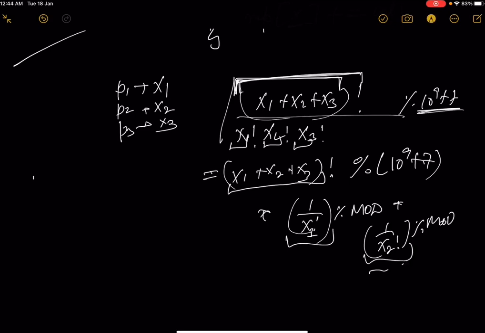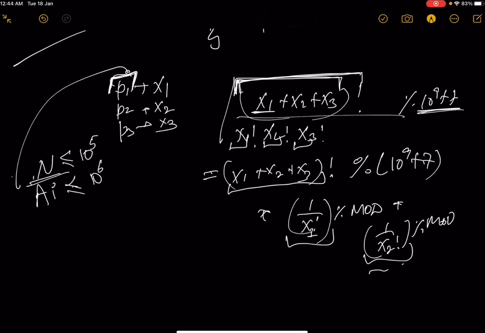So we can store the values of these factorials and inverse factorials for various values. Now what is the maximum value that we need to store up to? There are n values, and in the question given, n is around 10 to the power 5, and each element of our array A can be up to 10 to the power 6. So what is the maximum value of x1? X1 is the frequency of p1. What is the maximum number of times a prime number can occur in any given number up to 10 to the power 6? That will be nothing but log of 10 to the power 6, which comes out to be around 20, even lesser than that.